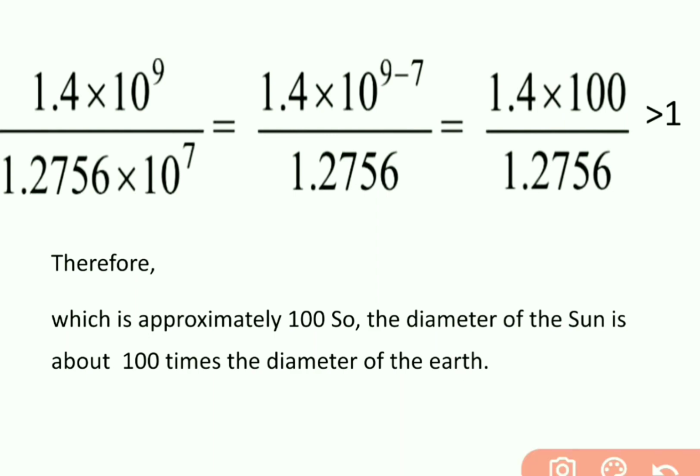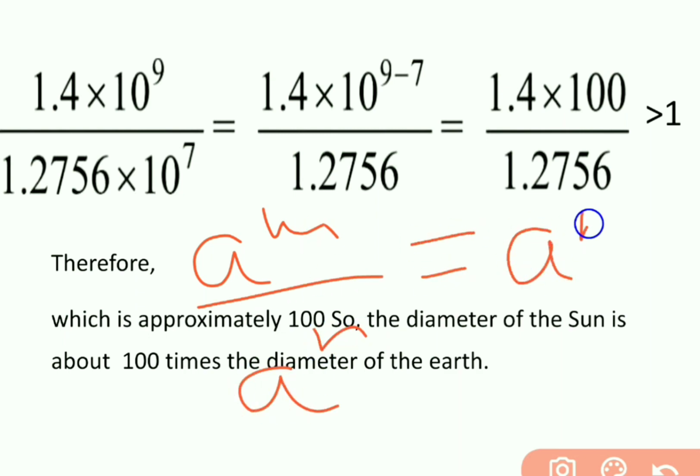Students, you can solve the ratio in another way. As you see on the screen, you can apply the law of exponent in numerator and denominator, which is a raised to the power m upon a raised to the power n is equal to a raised to the power m minus n. Here you will apply this law of exponent and solve just as we solved previously.